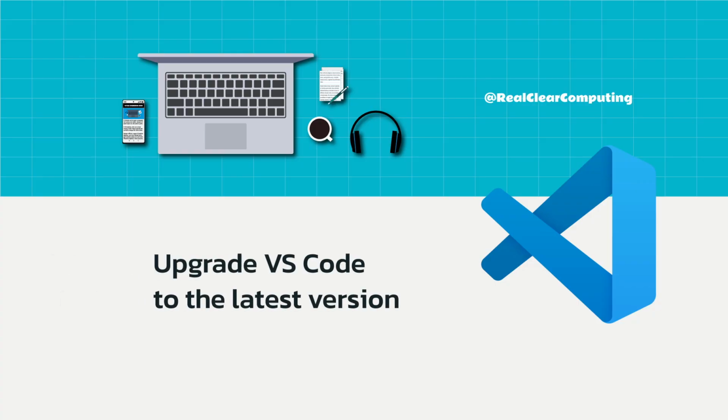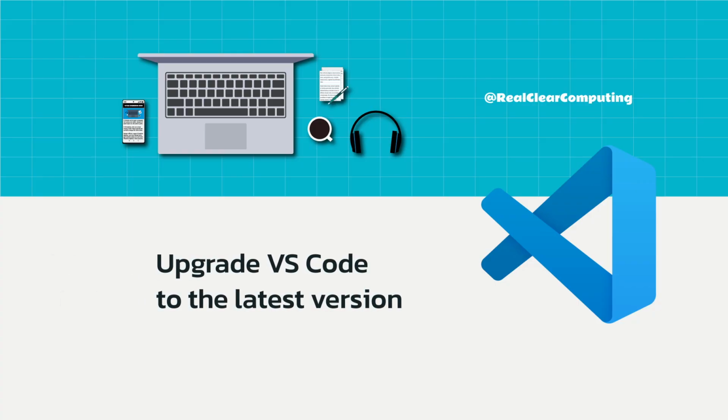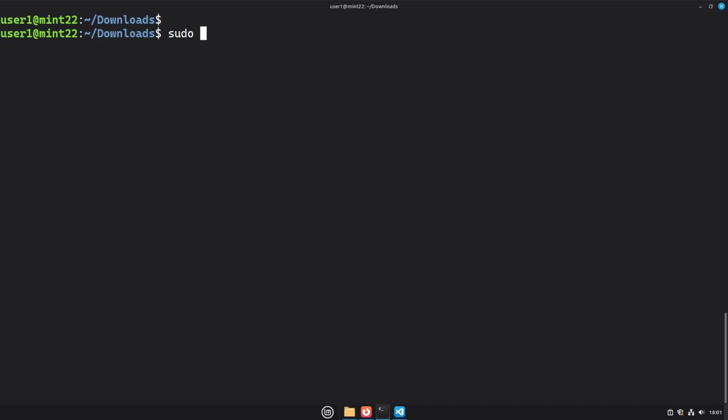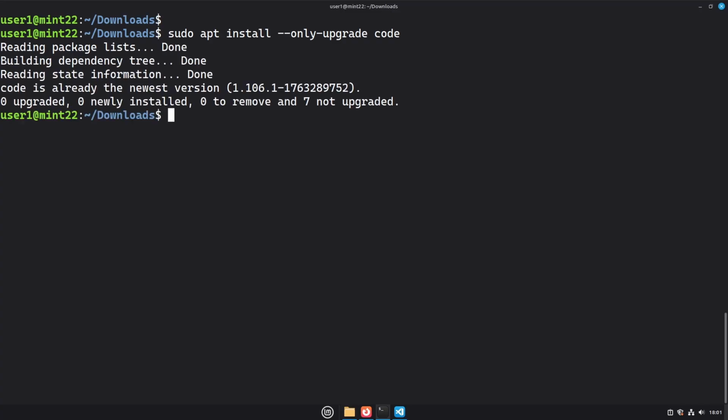If VS Code doesn't get updated automatically, you can update it using the command apt install --only-upgrade. The apt install --only-upgrade is the command to upgrade a single package in a Debian based distribution with the apt command. And the package we want to upgrade is code, which is the name of the VS Code package on Linux Mint, and this will upgrade VS Code if there is any new version.